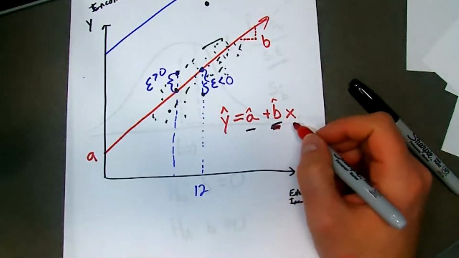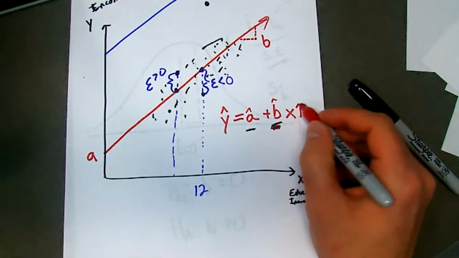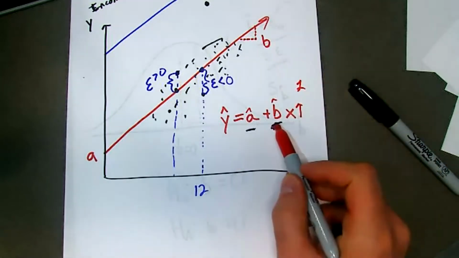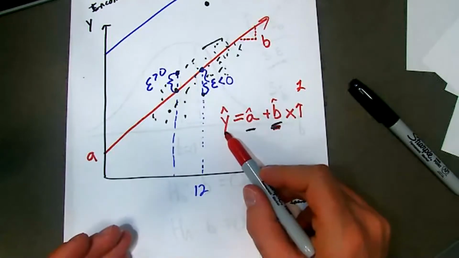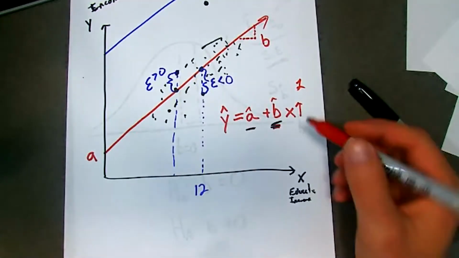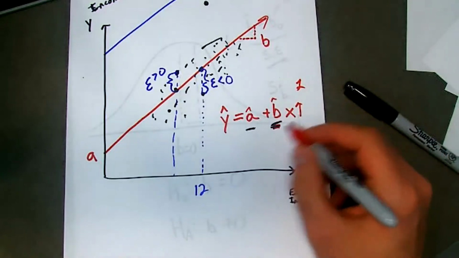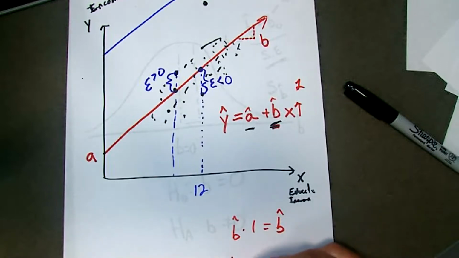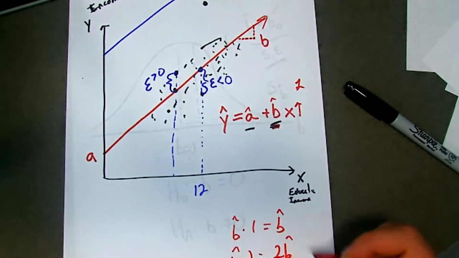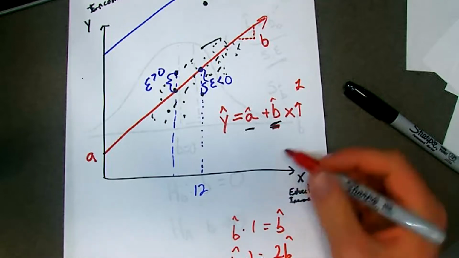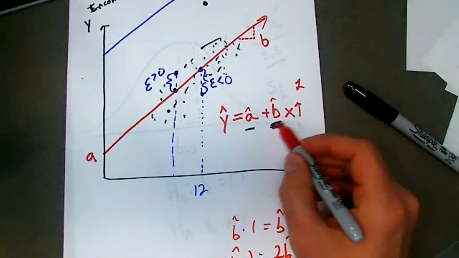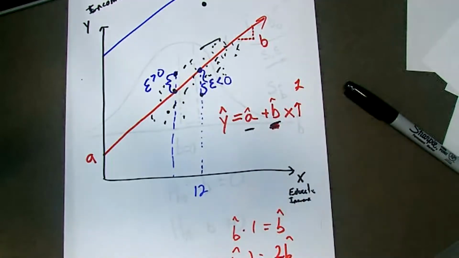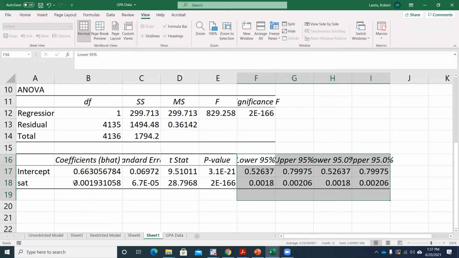What this is really saying is that if X goes up by 1 unit, then B is the predicted increase or decrease in our predicted Y variable. Think about it this way: if I took B hat times 1, I get B hat. If I take B hat times 2, I have 2 times B hat. It's B hat higher. So for every 1 unit increase in X, my predicted Y value is going up by whatever that slope coefficient I get is.